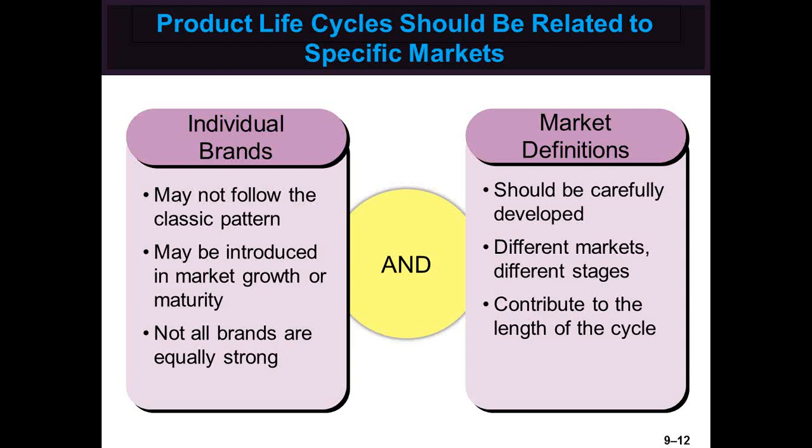For example, a new brand may be introduced as a Me Too product in the growth stage in order to capture a piece of a fast-growing market. A weak brand may not achieve the same results as a preferred brand. Each market should be carefully defined. A product in the market maturity stage in one country might be in the market growth stage in another country. The breadth of the market definition can also determine the overall length of the life cycle. Wider market definitions may contribute to longer life cycles.